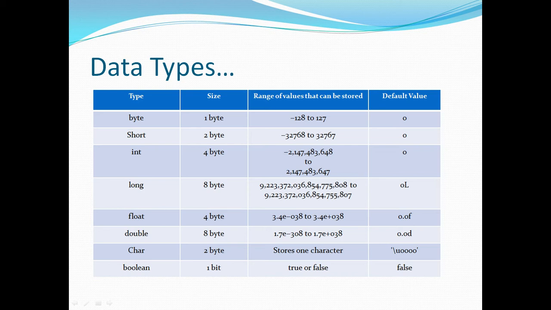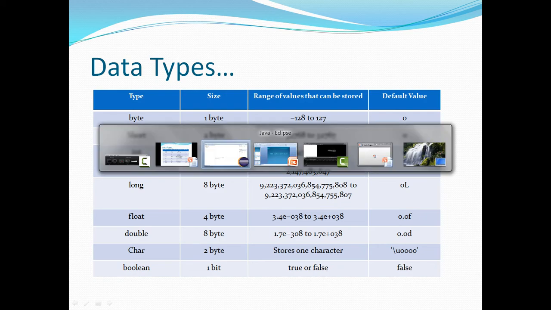For floating point types, one is float, that is 4 byte, and the other is double, that is 8 byte. Floating point types are used to store decimal values. Char is of 2 byte. It stores one character. It is a Unicode character, not ANSI or something else. It will store a Unicode character, and that's why it is of 2 byte, and it stores one character. We'll see that while writing a program. Boolean is 1 bit. It either stores true or false. The default value will be false.